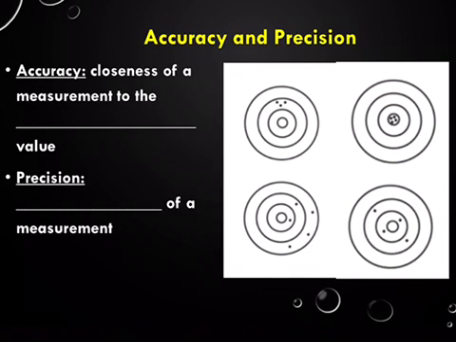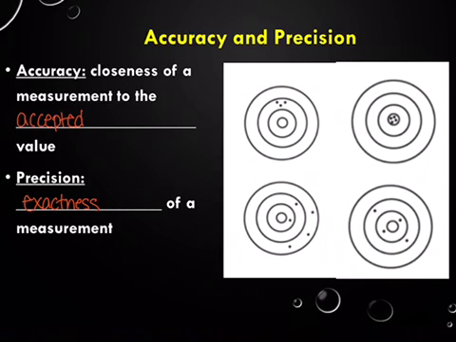One confusing part of science is the terms accuracy and precision. In everyday conversations, we throw around accuracy and precision interchangeably. They get used to mean the same thing. However, in science, that is not the case. When we talk about accuracy in science, we talk about the closeness of a measurement to the accepted value. Precision, on the other hand, refers to the exactness of a measurement.